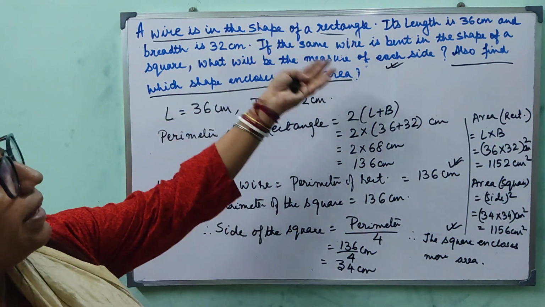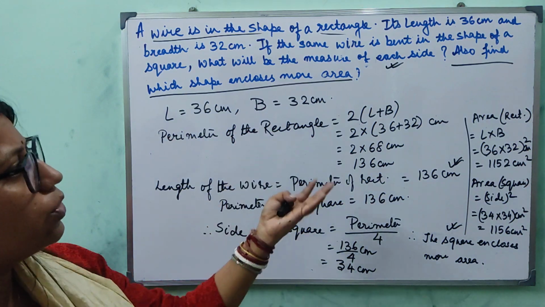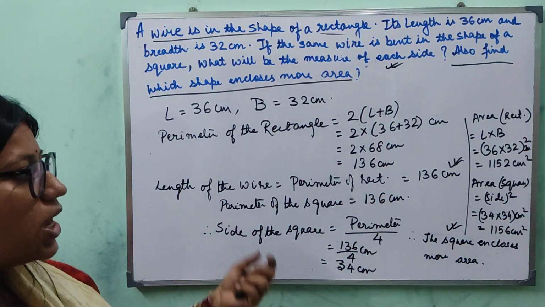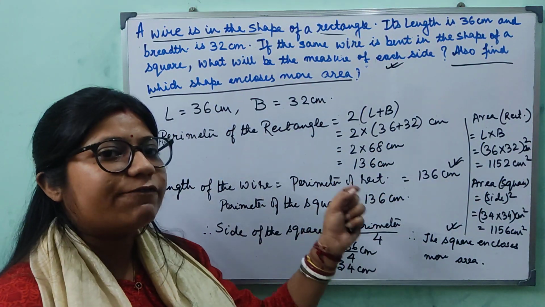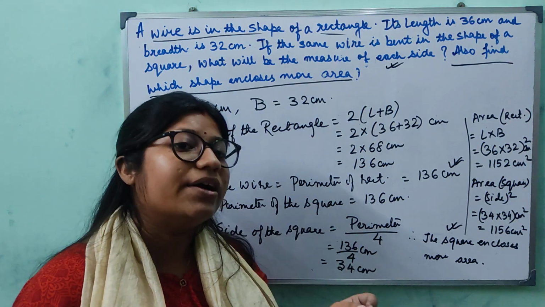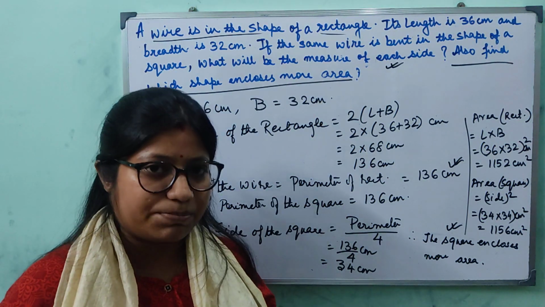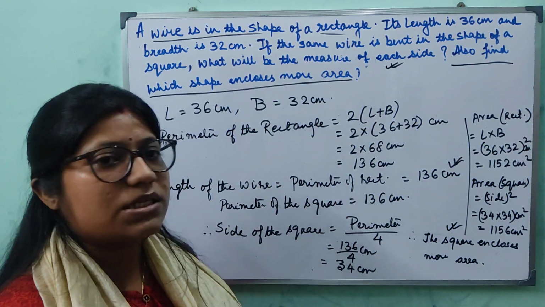So, this can be used for different shapes. It can be a rectangle bent into a circle, a rectangle, or a circle bent into a square, whatsoever it is. The basic concept behind this is that the perimeter for all the shapes will remain the same. Reason being, the same wire is used to make all the shapes. That is the basic concept lying in this sum.